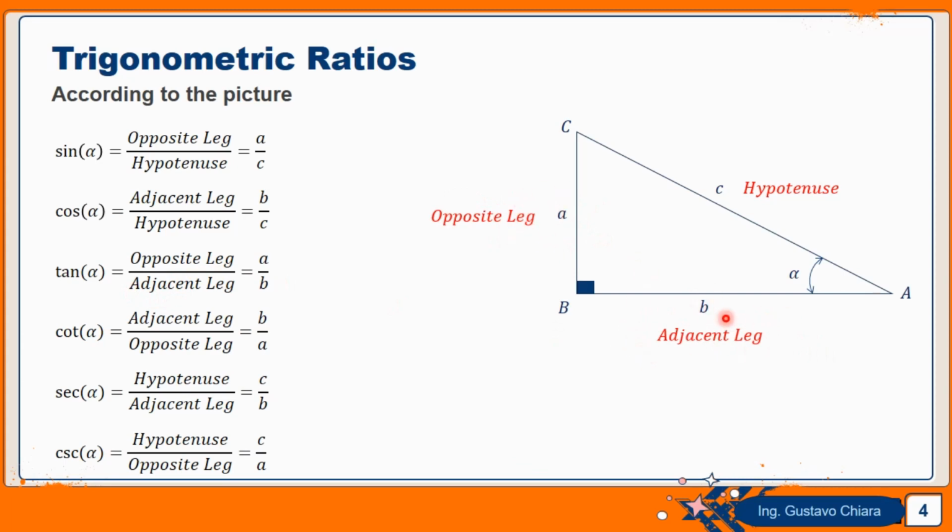The secant function is defined as the hypotenuse divided by the adjacent leg, C divided by B. And the last one is the cosecant function, which is defined as the hypotenuse divided by the opposite leg, and is equal to C divided by A.